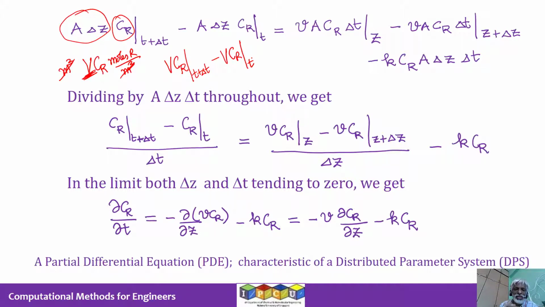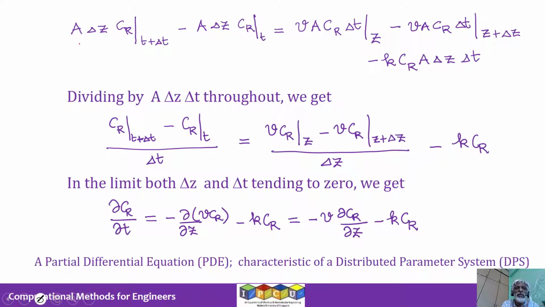We are doing the same thing here, except that because we are focusing on that control volume, which has a volume of A delta Z, we are going to replace the volume of the reactor by the volume of the element that we are looking at. Essentially, what we have is A delta Z CR at t plus delta t. So this is going to be in moles of R, minus A delta Z CR at time t. Again, it is going to be moles of R at time t. The difference should be equal to inflow minus outflow minus reaction.